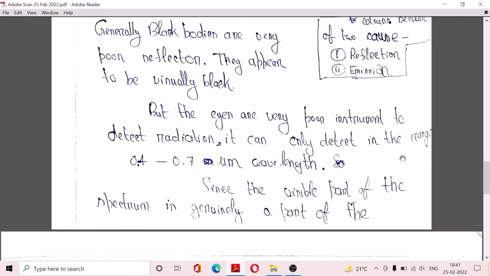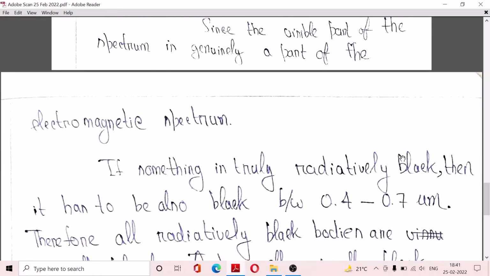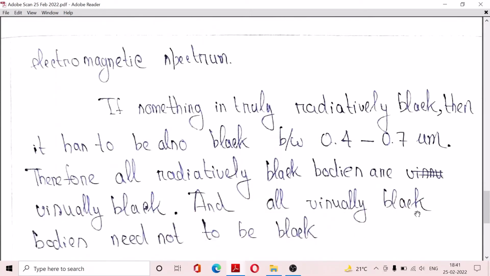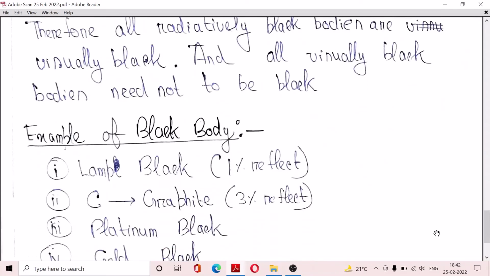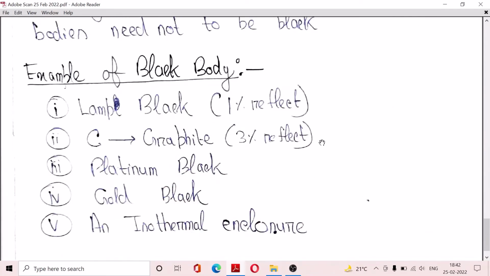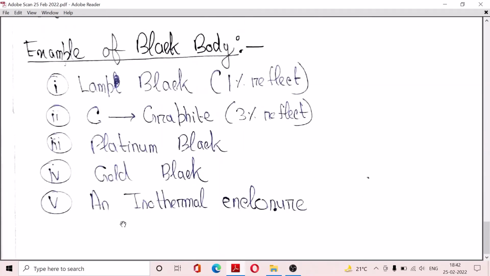Since the visible part of the spectrum is part of the electromagnetic spectrum, if something is radioactively black, then it has to be visually black also. That means radioactively black bodies are visually black, but all visually black bodies need not be radioactively black. Here are some examples of black bodies we have written. For our theories, this last example, an isothermal enclosure, will be important.